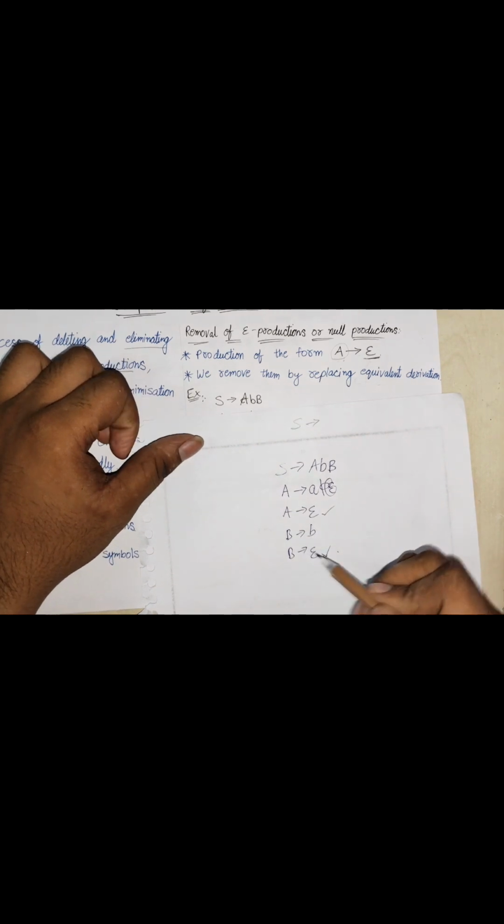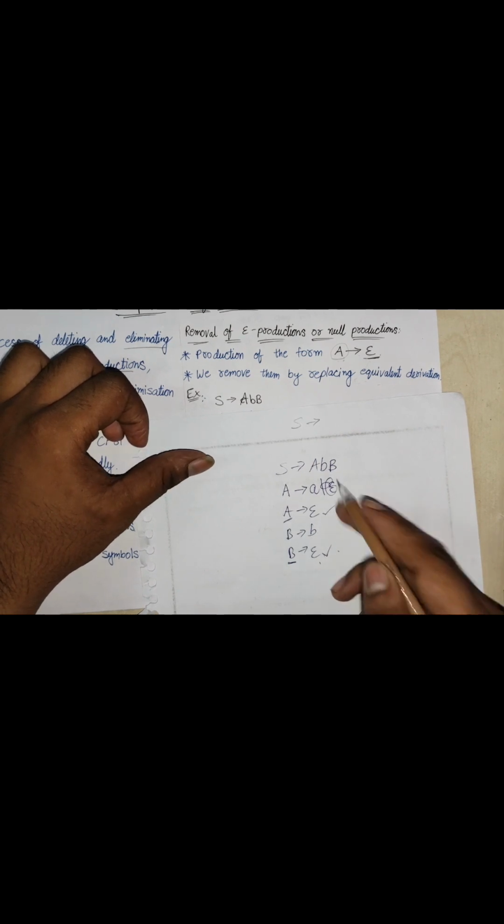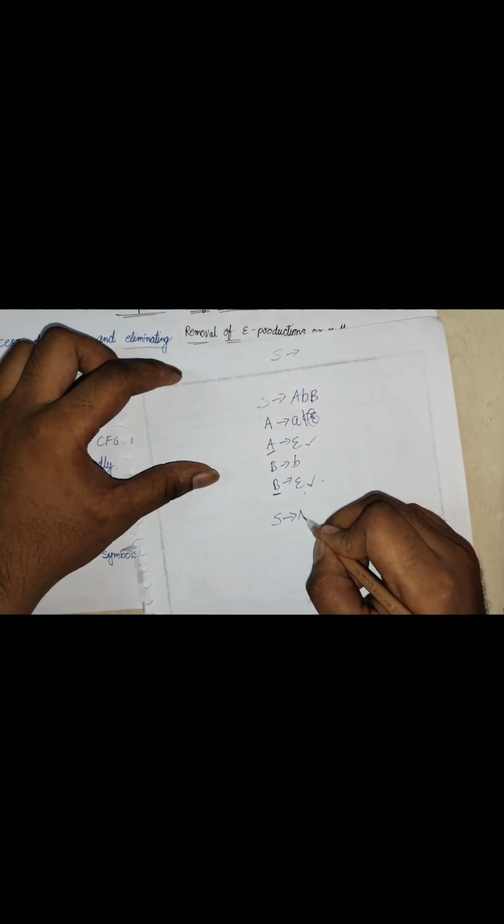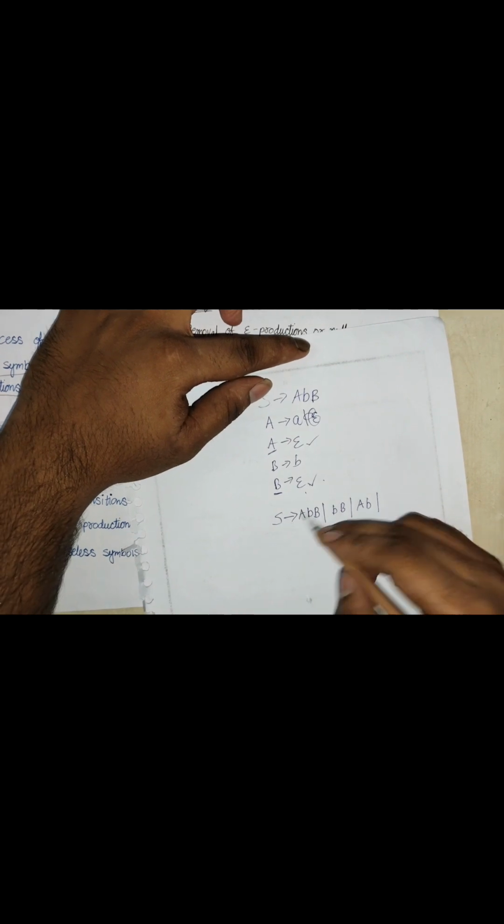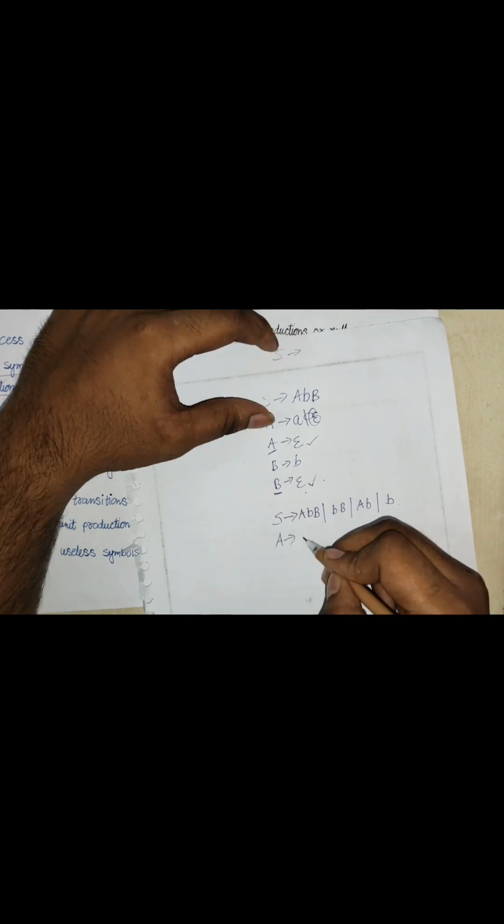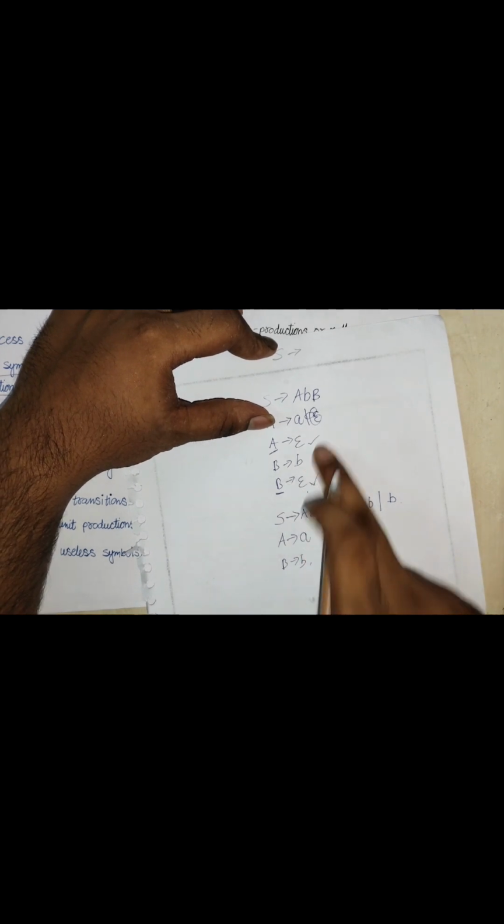Now we have to eliminate these two. To eliminate these epsilon transitions, wherever A is present, substitute epsilon there, and wherever B is present, substitute epsilon there. First of all, in S, write the first production as it is: A B B. In place of capital A, substitute epsilon and you will get B B. In place of capital B, substitute epsilon and you will get A B. In place of A and B, substitute epsilon and epsilon, and you will get only B. The rest remains the same: A tends to a and B tends to b. Hence, epsilon transitions are eliminated.